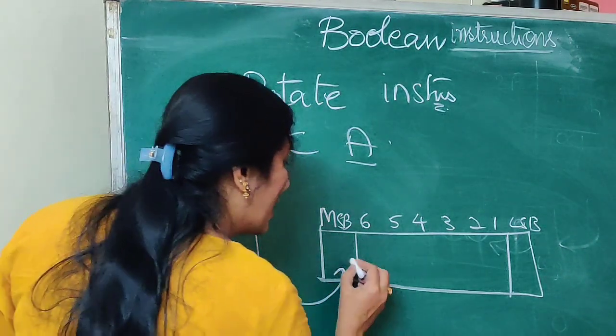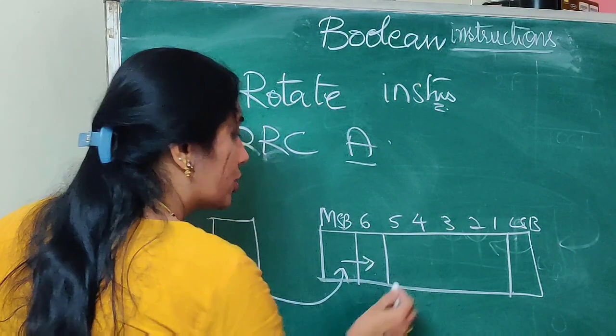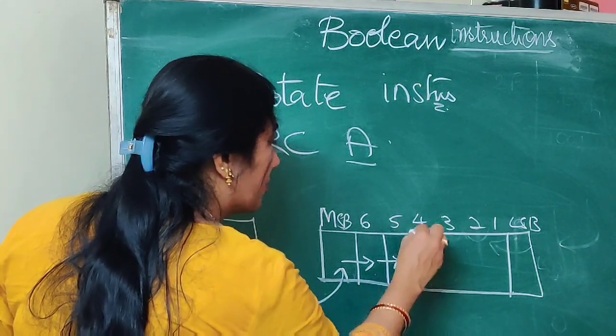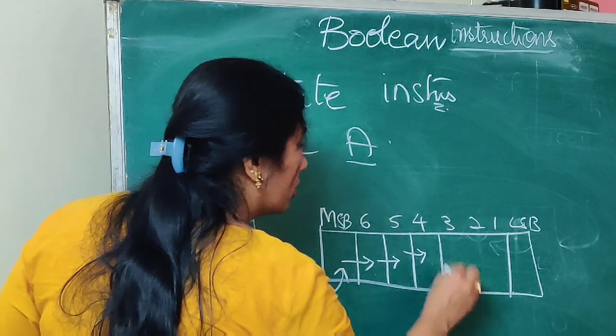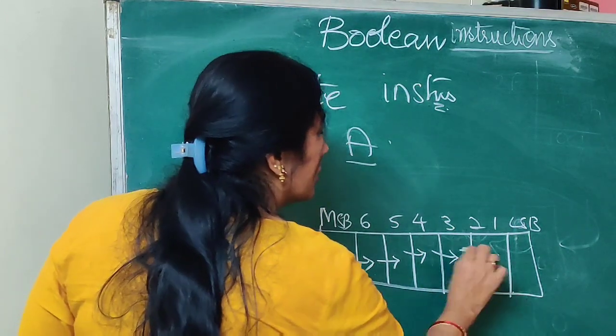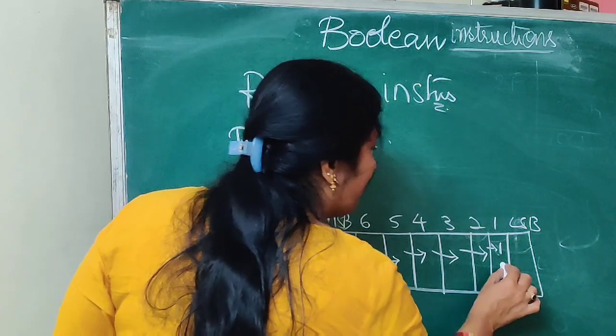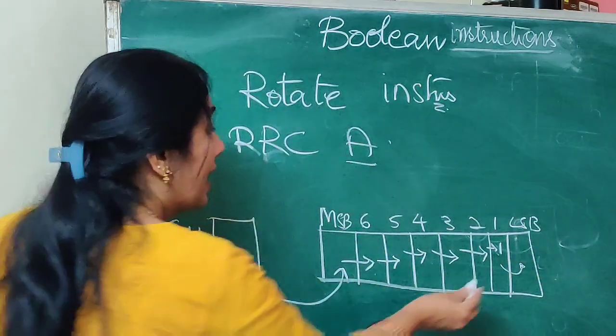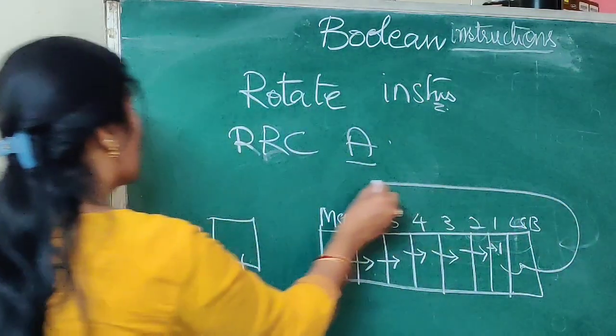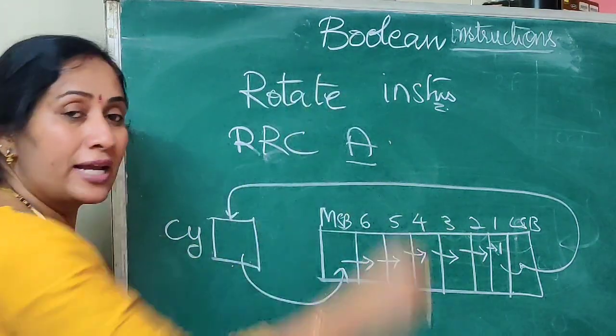MSB bit will get moved to the 6th bit position. 6th bit will become the 5th. 5th will come to 4th. 4th will come to 3rd. 3rd will come to the 2nd. 2nd will come to the 1st bit. And 1st bit will come to the LSB bit. And LSB bit is going to be copied into the carry flag.